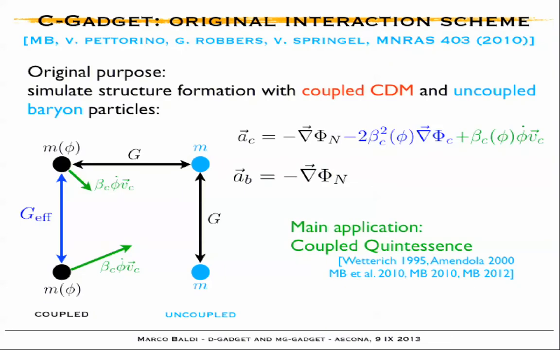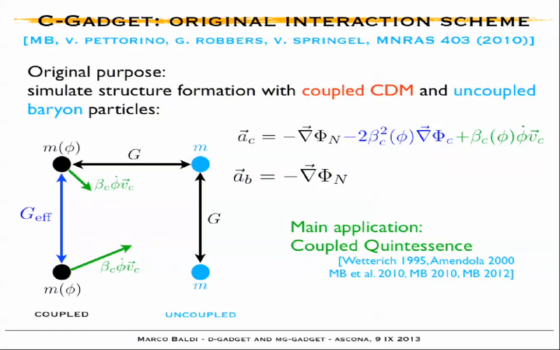So this is the interaction scheme. You must have multiple particle types. So you must have coupled and uncoupled particles, in this case, dark matter and baryons. And you need to treat them differently in your code. So you use the same Poisson solver, but with different gravitational constants for dark matter interaction and for all interactions that involve baryons, according to these different acceleration equations.